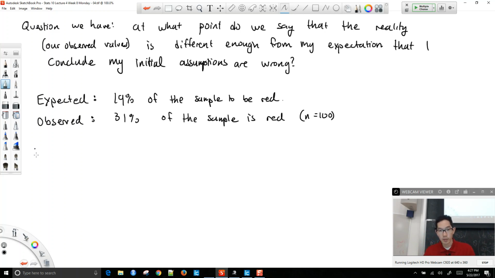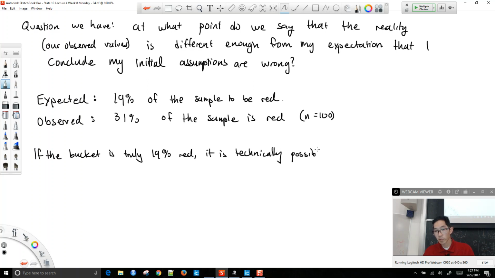So if the bucket is truly 19% red, it is technically possible to get 31% red in a sample just from the random sampling process.